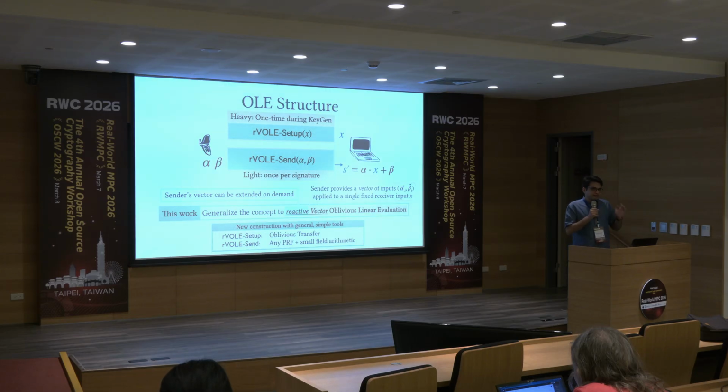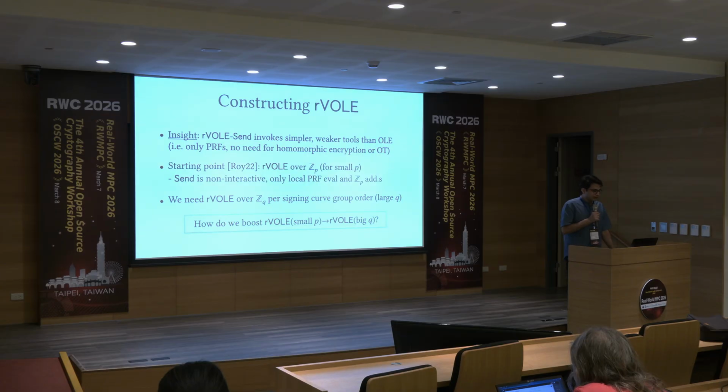And now that we have this abstraction in place, we can now think about simpler ways of instantiating this. And what we show is that indeed you can do setup with just OT, and you can instantiate the send operation with just any PRF and just some arithmetic in small fields. This is the underlying insight that enables our result, which is that we now don't need full-blown OLE to do two-party ECDSA signing. We can use a much simpler tool, which is just this reactive VOLE thing.